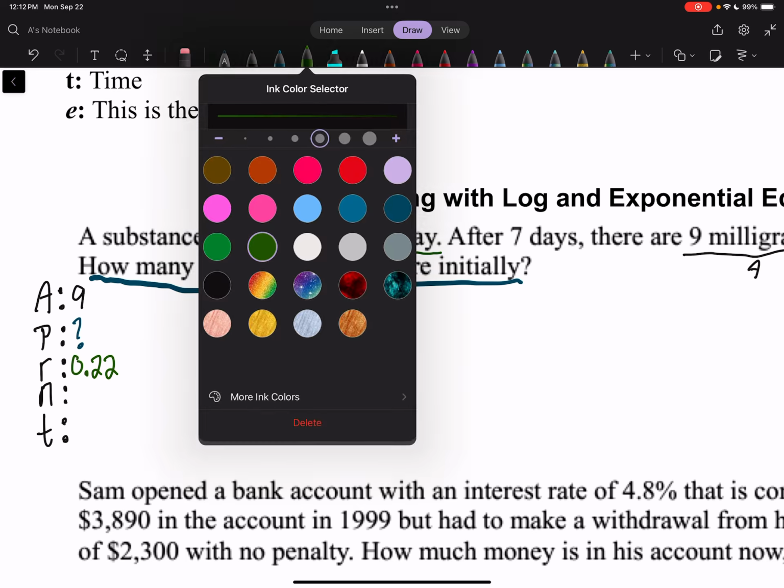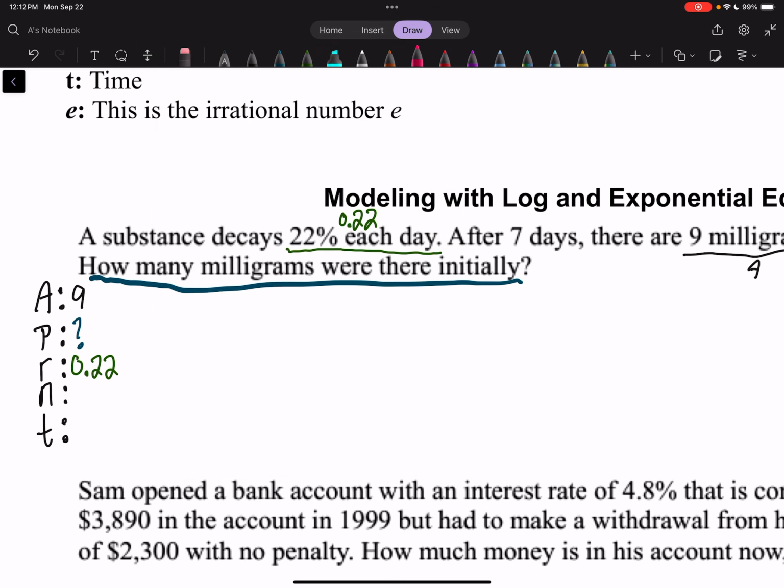The each day portion is my n. My n is equal to 1 because of each day. And my time is 7 days.